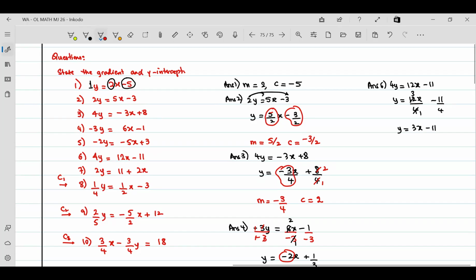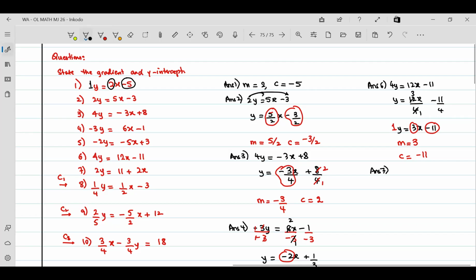Now that you've made sure that the coefficient of y is 1, that is, you've made y the subject, what is the gradient? 3. And what is the y-intercept? That's minus 11 over 4. Do all of you understand this? Yes or no? Yes.